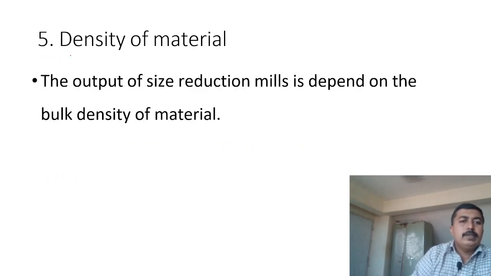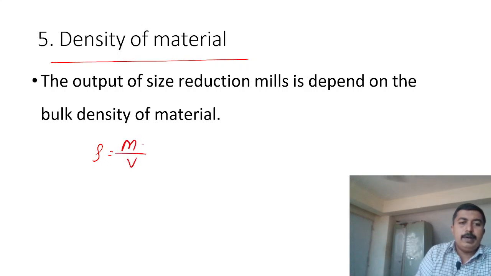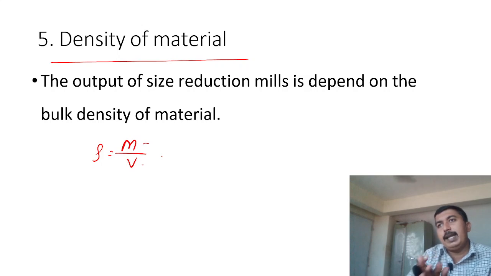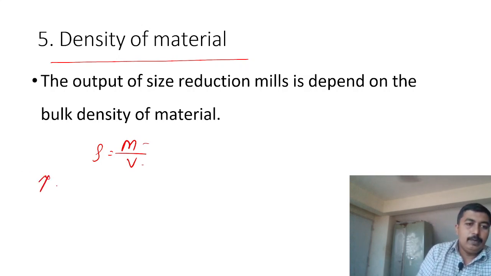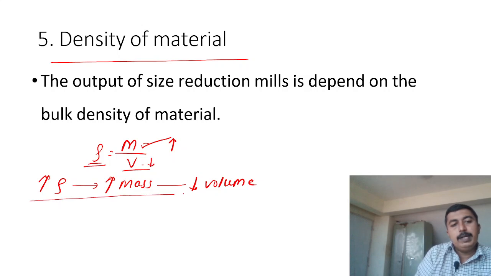Then the next and last factor is density of material. So what is meant by density of material, that we'll see. Density you can calculate by using this formula, mass per unit volume. Density directly affects the output of the mill. How can you see that? If the material has more density, it means more mass, more weight, which occupies less volume. When you get more density, the numerator must be more and the denominator must be less. Then only you will get more density.